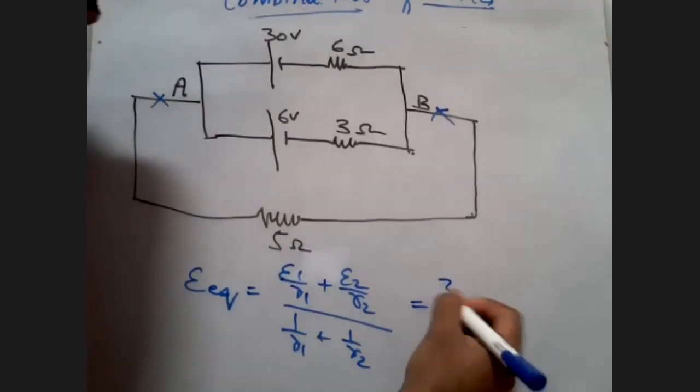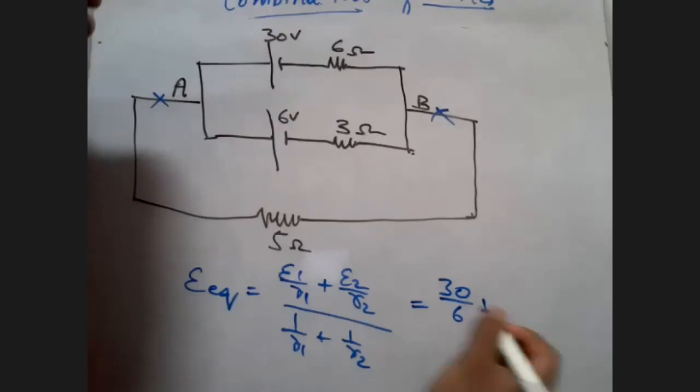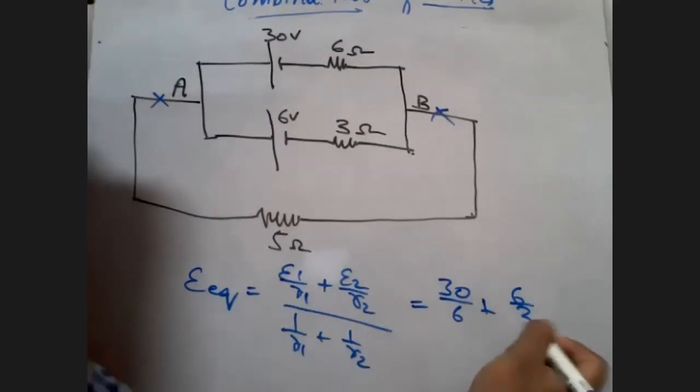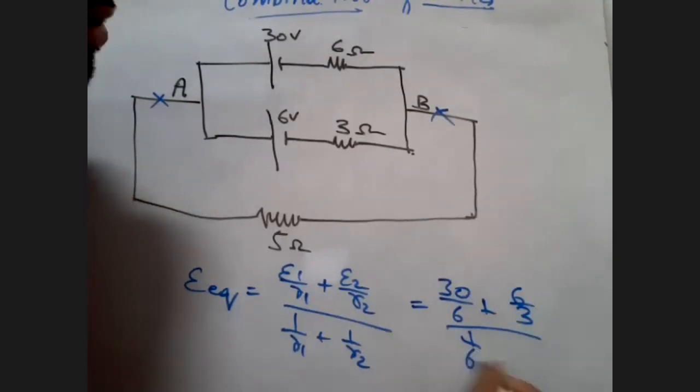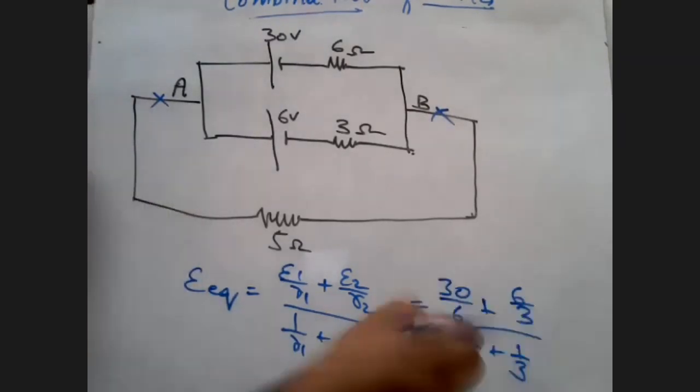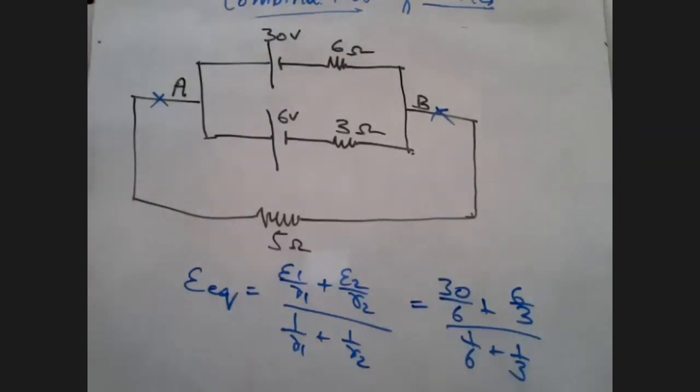Epsilon equivalent is what? 30 upon 6 plus 6 upon 3, upon 1 upon 6 plus 1 upon 3. What is going to be the answer? Take your LCMs. Can all of you tell me what my epsilon equivalent is going to be?